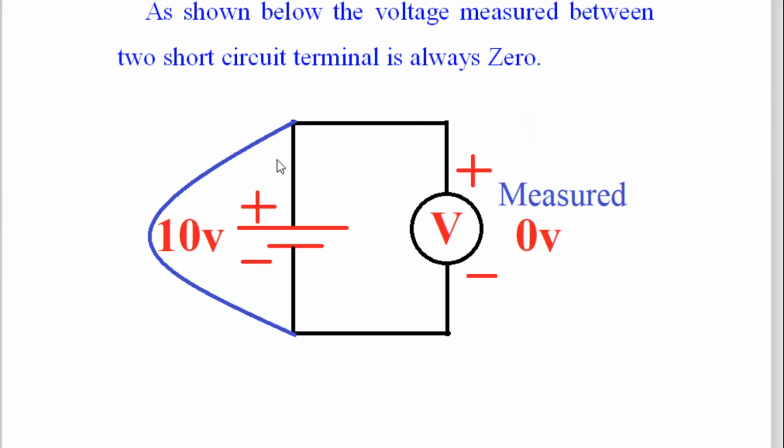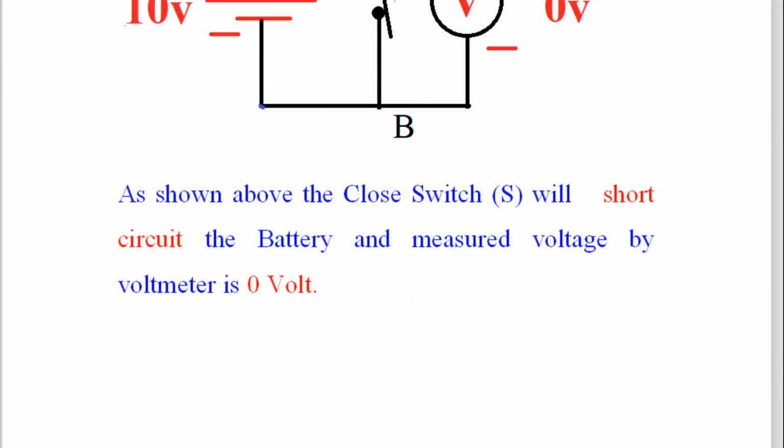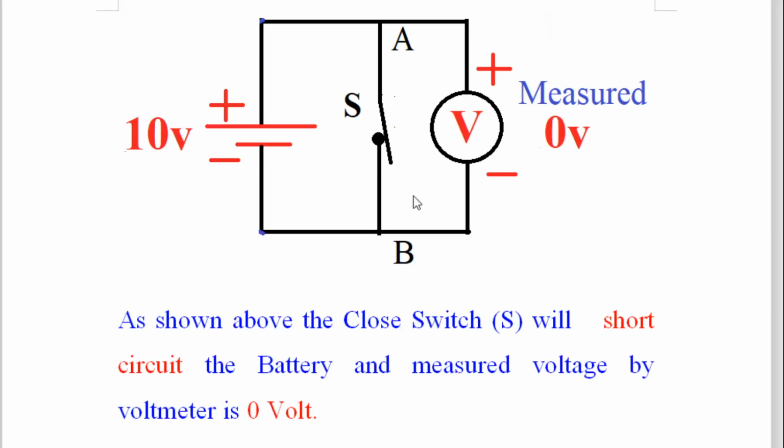Now this wire we have removed and we have connected a switch and we have closed that switch, and therefore through the switch positive and negative of the battery are short circuited. Therefore voltage between two short circuit terminals is always zero, and therefore here when you close the switch you will get 0 volt.